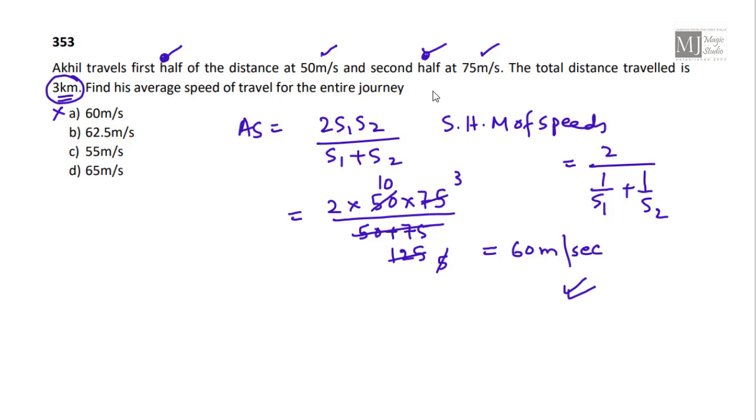Please mind it, whenever the distance traveled is the same and varying speeds are given, average speed is calculated with the help of the harmonic mean of speeds. Option A fits in.